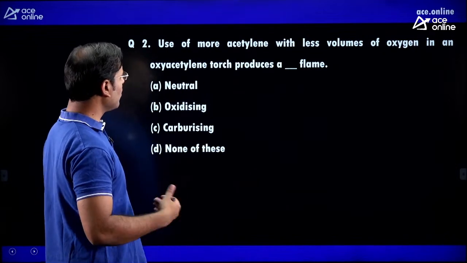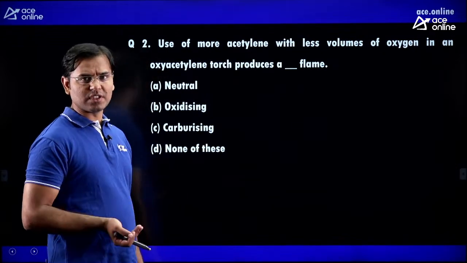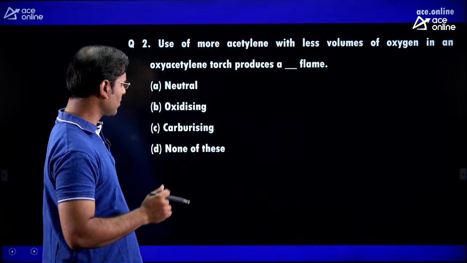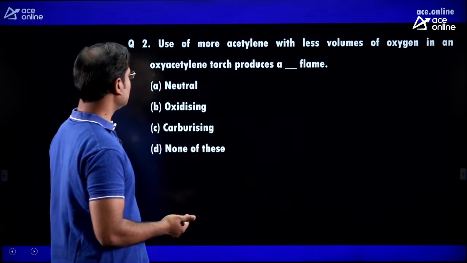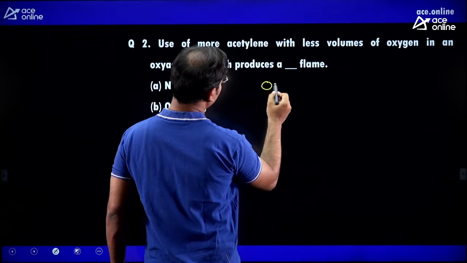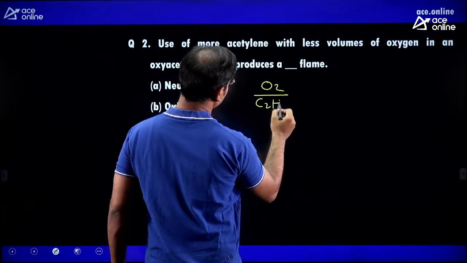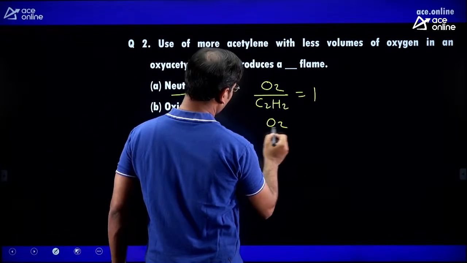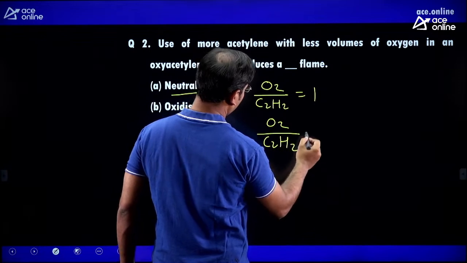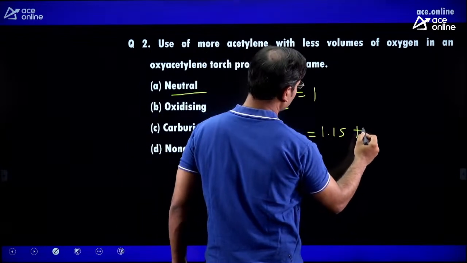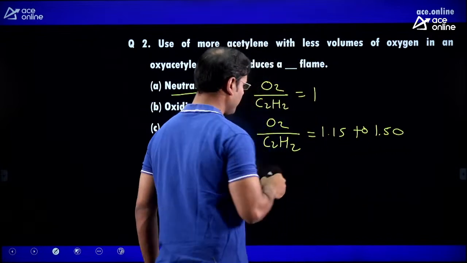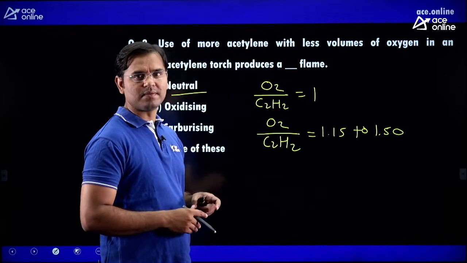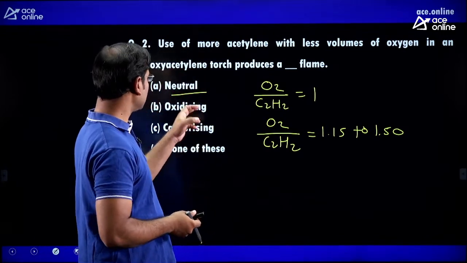Next, use of more acetylene with a less volume of oxygen. More acetylene and less volume of oxygen in an oxyacetylene torch produces which flame? Just see, the neutral flame means the oxygen to acetylene ratio is 1, and it is known as neutral flame. What is the oxidizing flame? Oxygen to acetylene is 1.15 to 1.50, meaning oxygen is 1.15 to 1.50 of acetylene. Then it is known as oxidizing flame.